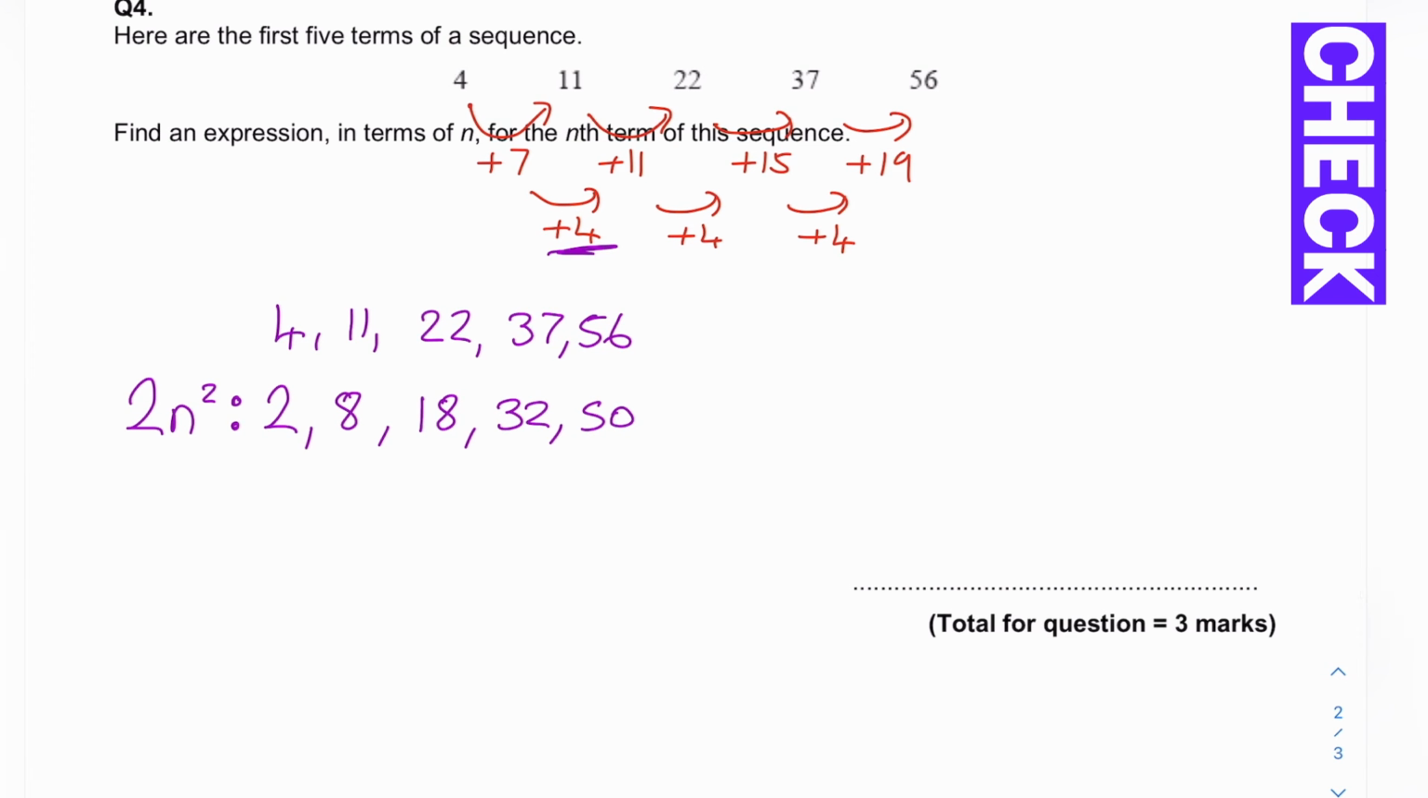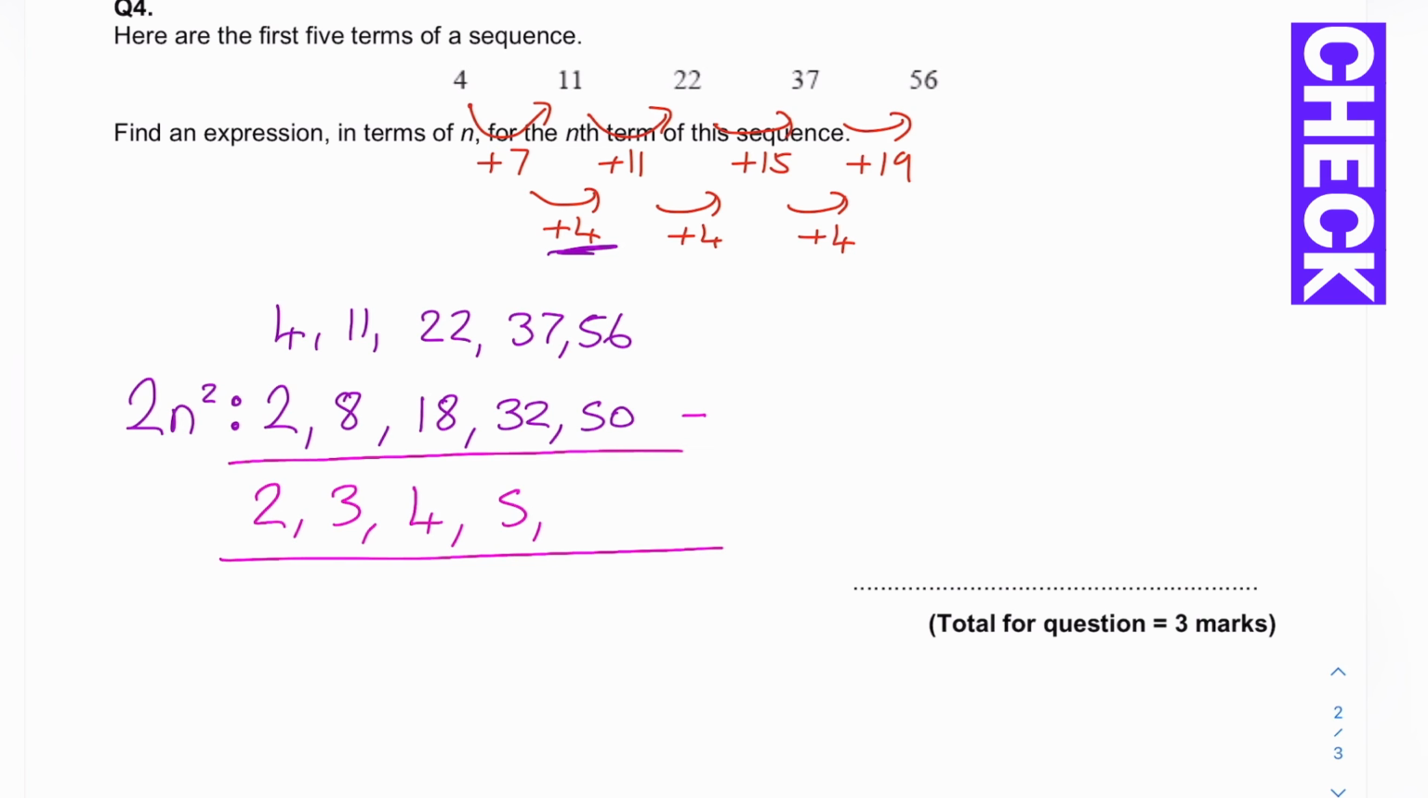What we now need to do is subtract our original sequence from our 2n squared sequence. And we do this term by term. 4 subtract 2 is 2. 11 subtract 8 is 3. 22 subtract 18 is 4. 37 subtract 32 is 5. And 56 subtract 50 is 6.